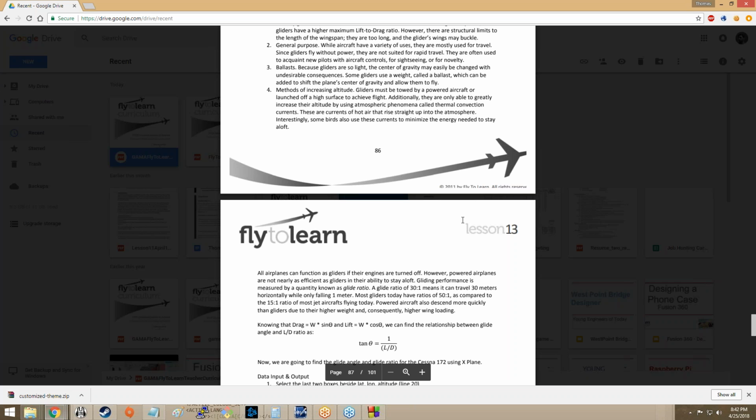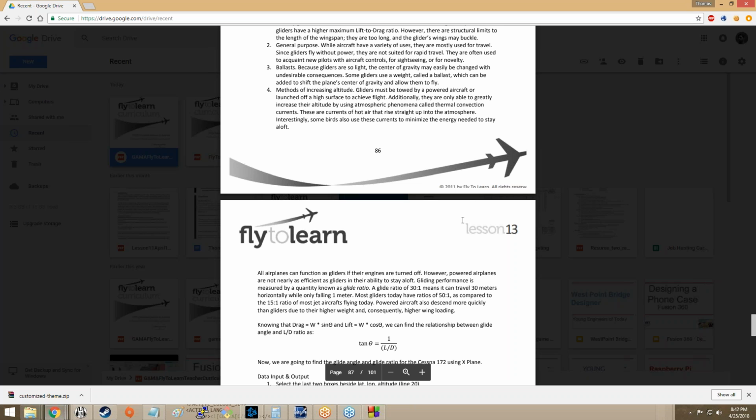So gliding performance is measured by a quantity known as the glide ratio. A glide ratio of 30:1 means that it can travel 30 meters horizontally while only falling 1 meter. Most gliders today have a ratio of 50:1 as compared to the 15:1 ratio of most jet aircraft flying today. That is to say, most jet aircraft can glide 15 meters for every 1 meter they drop in altitude. Gliders can fly 50 meters for every 1 meter they drop in altitude, which is much, much more efficient.